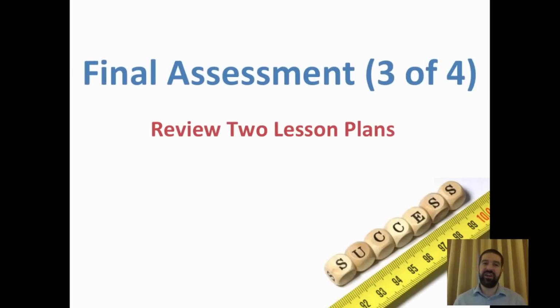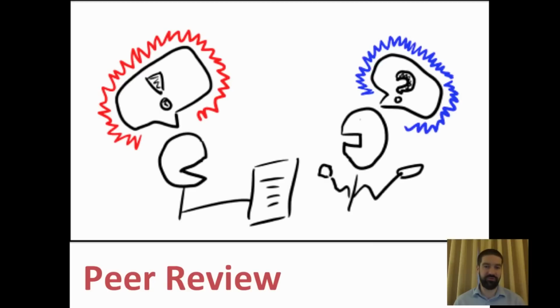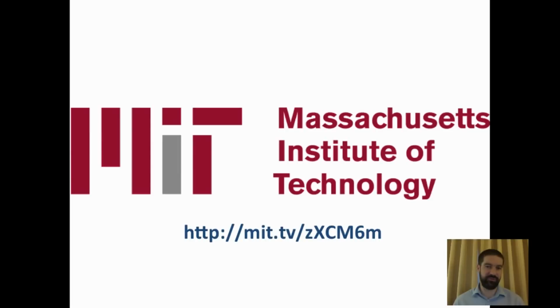The next stage of the final assessment is to review 2 other lesson plans, and you'll be given an email about this with some suggestions on which lesson plans we want you to review. Now the peer review purpose is really important here. You get a huge amount out of peer review, and some of you might have already taken something away from the optional activity that we ran during module 3.